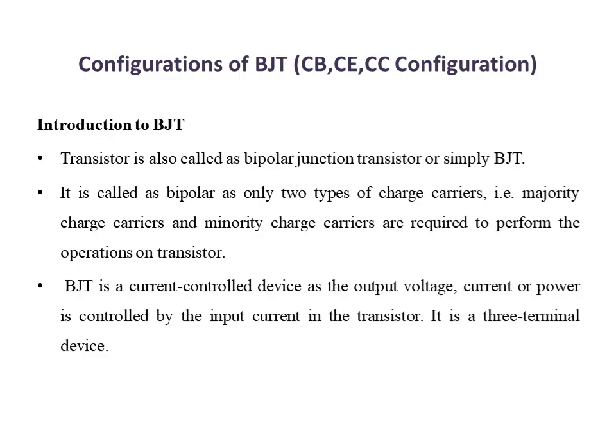Introduction to BJT. Transistor is also called as bipolar junction transistor or simply BJT. It is called as bipolar as two types of charge carriers, that is minority carriers and majority charge carriers, are required to perform the operation of the transistor. BJT is a current controlling device as the output voltage, current or power is controlled by the input current in the transistor. It is a three-terminal device.